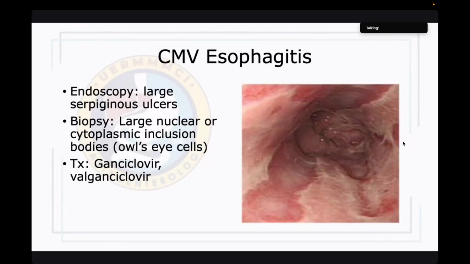Another cause of infectious esophagitis is cytomegalovirus. On endoscopy, the lesions appear as large serpiginous ulcers, commonly in the distal esophagus. During endoscopy, biopsies are taken from the ulcer bases. The pathognomonic findings are large nuclear or cytoplasmic inclusion bodies, or what we call the owl's eye cells. Treatment options are ganciclovir and valganciclovir.